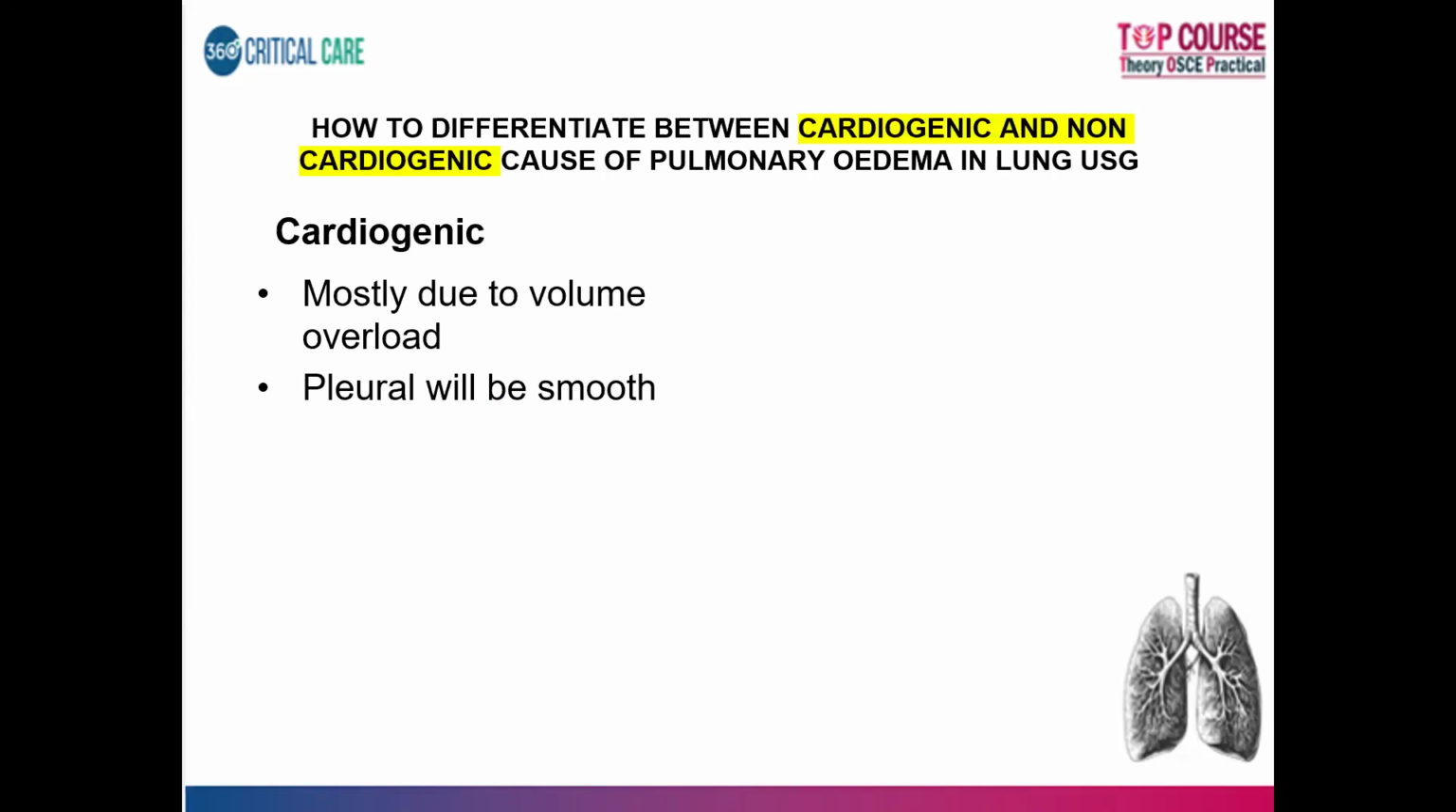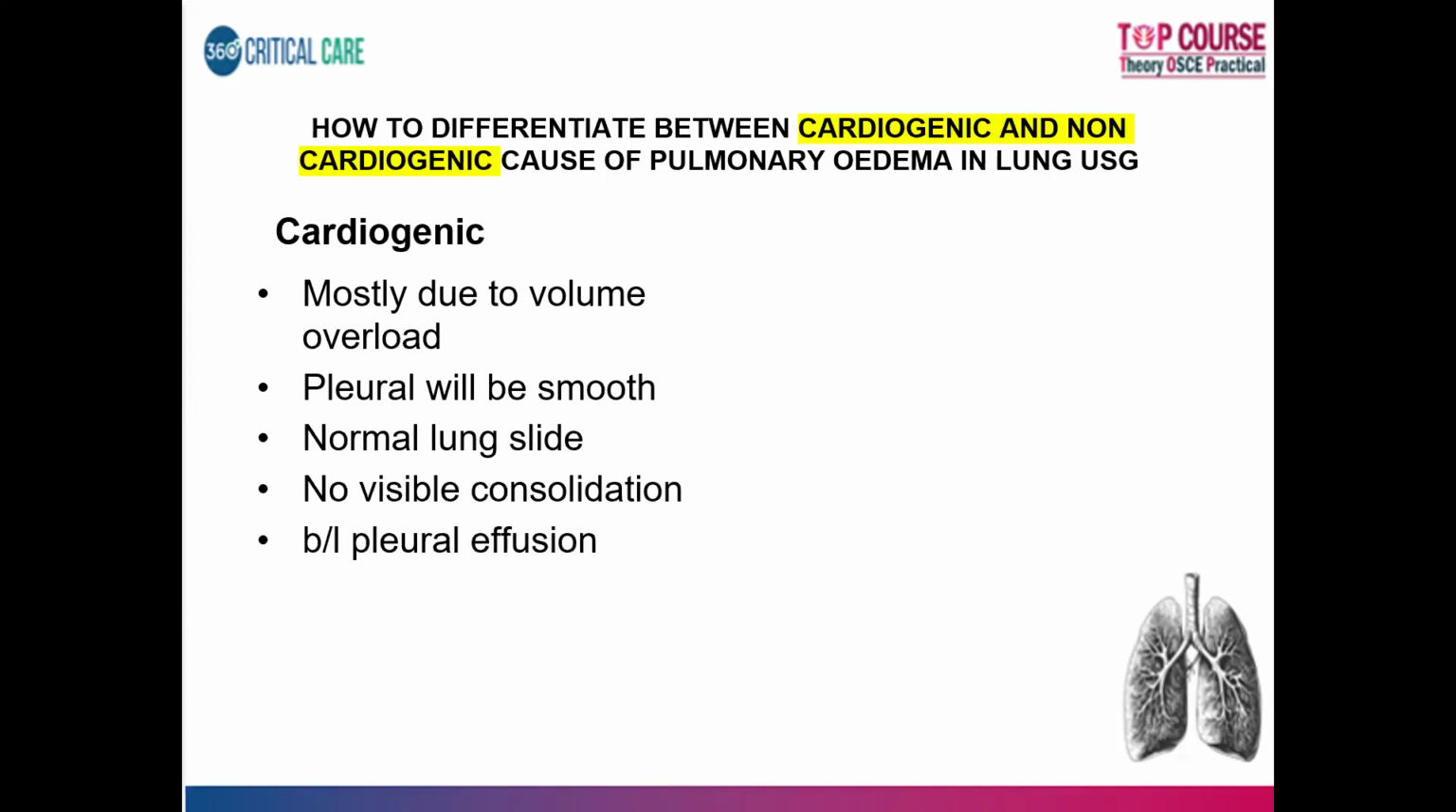Pleura will still remain smooth and intact. That is, the anatomy of the lung would still be normal. So lung sliding will be normal. There will be no visible consolidation. But on the other hand, because of long-standing failure, you can have bilateral pleural effusion.